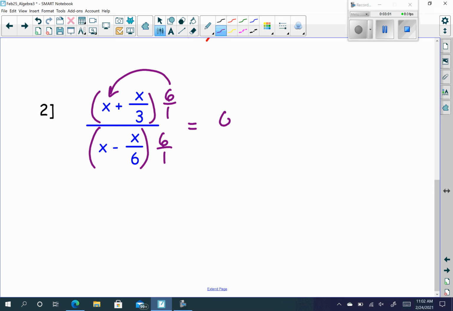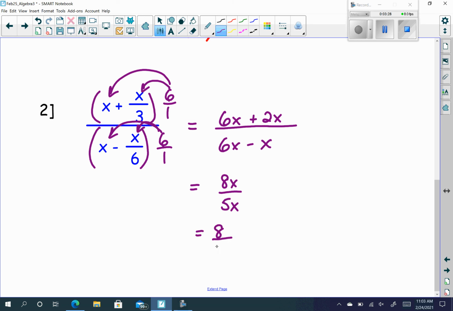6 times x is just 6x. Here, 6 times x over 3, 6x over 3 becomes 2x. Down here, 6 times x is 6x, minus 6x over 6 just becomes x. Now I have a much nicer looking problem here to simplify. So up top, we are going to get an 8x. 6x minus x is a 5x. And now, yes, those x's will divide out, and we're just left with 8/5.